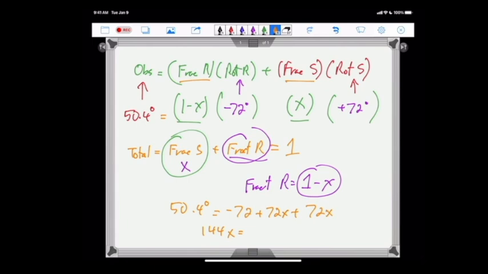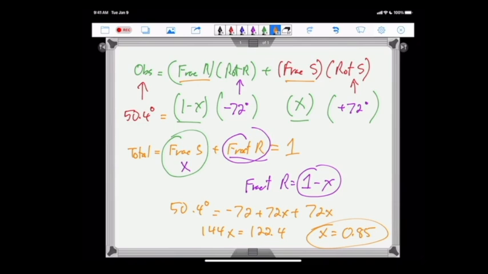144x is equal to 122.4. X is equal to 0.85. Now with all these calculations, especially if you've done a definition like this, I always go back. What did we call x? X was the fraction of which enantiomer? The S, the major. And that makes sense, right? 0.85, 85%. We're saying 85% should be this positive enantiomer. That fits. We're on the right track.